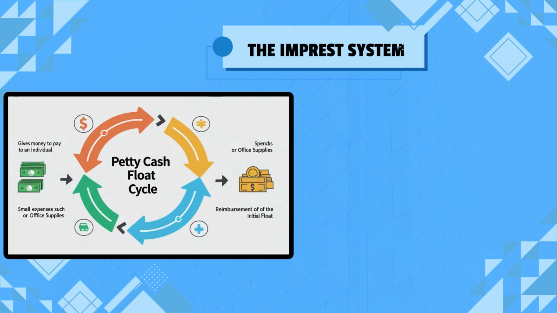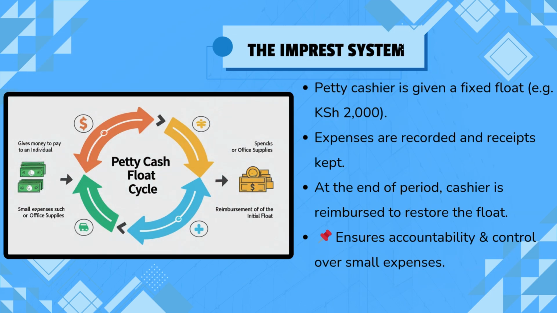Then we have the Imprest System. In the Imprest System, the petty cashier is given a fixed float of money, for example, 2,000 shillings. They record all expenses and keep receipts for the day. At the end of the period, they are reimbursed to restore the float. This ensures accountability and control.